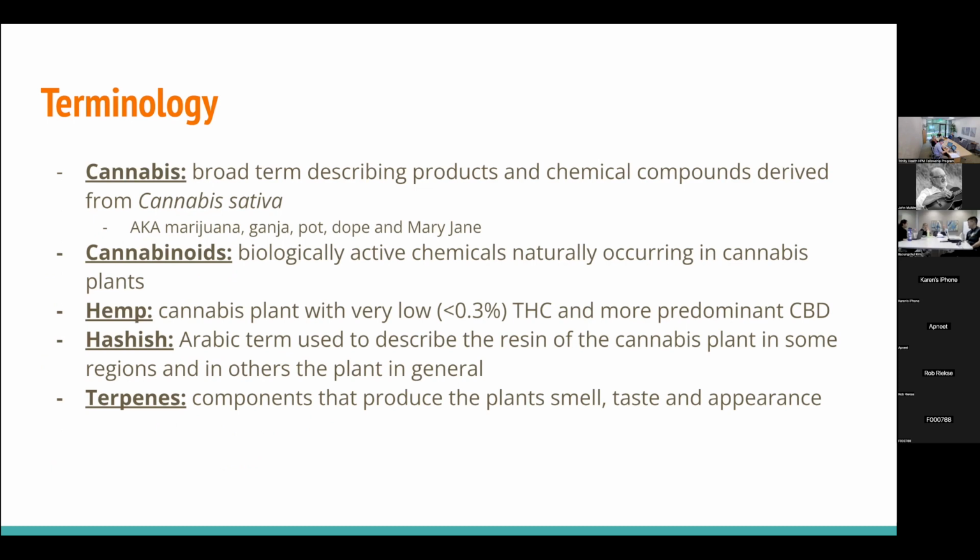Cannabinoids themselves are the biologically active chemicals naturally occurring in cannabis plants. You might also hear them referred to as phytocannabinoids, and then you can have synthetic cannabinoids as well. Hemp is a type of cannabis plant with very low THC concentrations, less than 0.3% THC, and more predominant CBD concentrations, and hemp is often used in the textile industry. Hashish is an Arabic term used to describe the resin of the cannabis plant in some regions. In other parts of the world, it's just referred to the plant in general. And terpenes are components that produce the plant's smells, taste, and appearance.